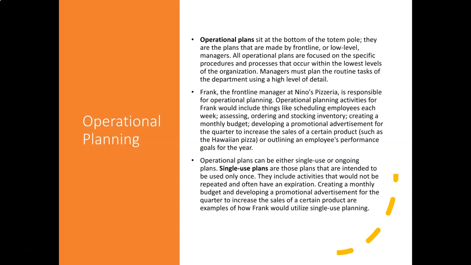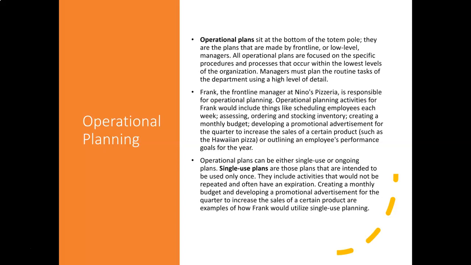Frank is a frontline manager and he works at Nino's Pizzeria. He's responsible for the operational planning. Operational planning activities for Frank will include things like scheduling employees each week, assessing, ordering, and stocking inventory, creating a monthly budget, developing a promotional advertisement for the quarter to increase the sales of a certain product, such as the Hawaiian pizza, or outlining an employee's performance goals for the year.